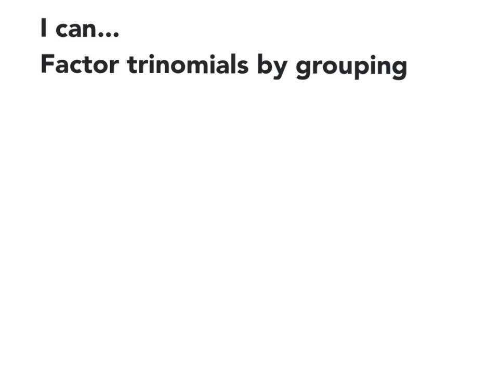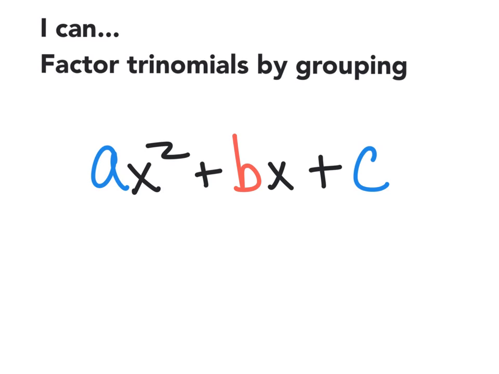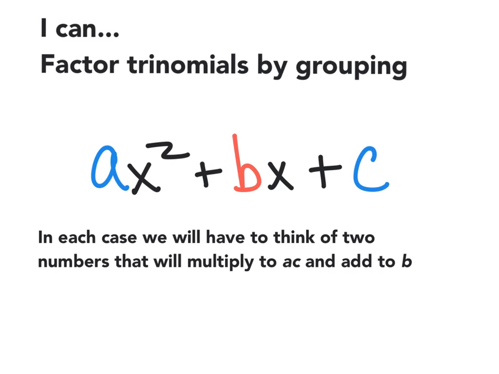This video is about factoring trinomials by grouping. Trinomials are of the form ax squared plus bx plus c, and they're called trinomials because they have three terms. In each case throughout this video, we're going to have to find two numbers that will multiply to a times c and will add to b. Alright, so let's jump into it.